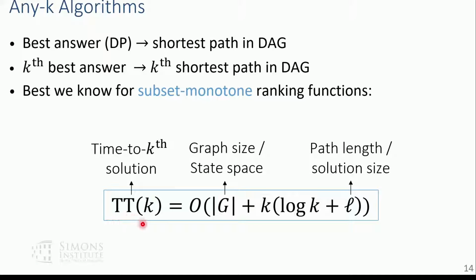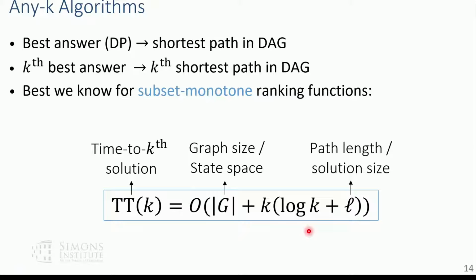This TTK function here means the time that we need to get the kth answer in our enumeration, time to k. And we have to first pay a linear cost. That's the size of the graph or the state space. And then for the kth answer that we get back, we have to pay a logarithmic cost, plus this L is the size of the solution, right? Because we have to write it out. So you can see this is already very good, right? Because the first part is essentially the cost of dynamic programming. And for the second part, we have this logarithmic cost.